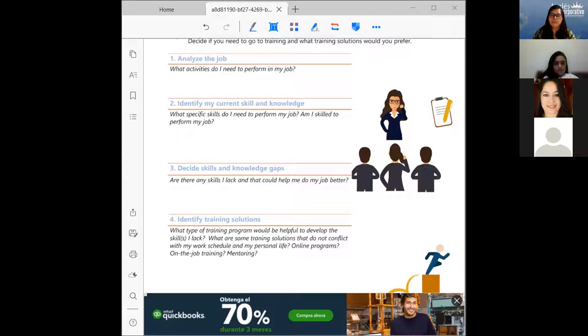And number four, what type of training program will be helpful to develop the skills I lack? What are some training solutions that do not conflict with my work schedule and personal life? Online programs, one-day job training, mentoring. In my case, online programs and weekend programs are very important for training the new skills.